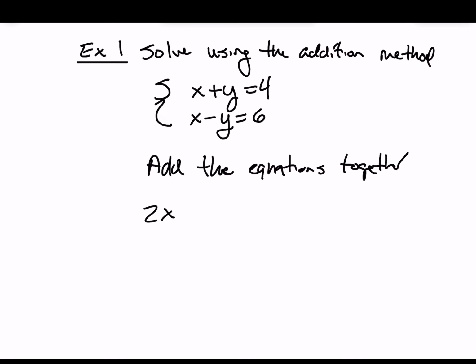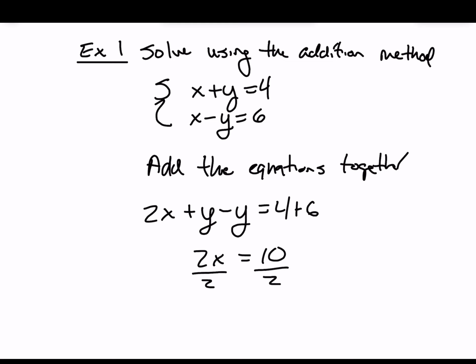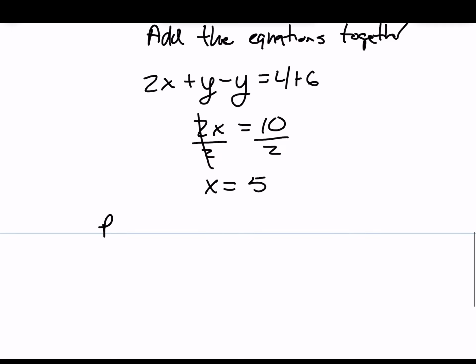So x plus x gives us 2x, y plus minus y, so we'll add y and subtract y, and that gives us, on the right-hand side, 4 plus 6. And what we end up with is 2x plus y minus y is just 2x, and 4 plus 6 is 10. Well, now we have just a single equation that we know how to solve. We can divide both sides by 2. The 2's will cancel on the left-hand side, and we are left with x equals 10 over 2, which is 5.